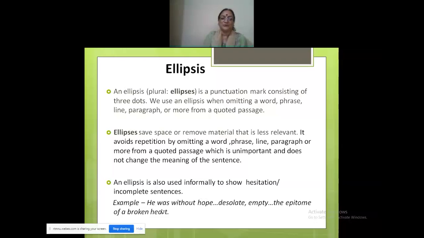Also used informally to show hesitation in incomplete sentences. He was without hope. Just 3 dots would do the work. Desolate, empty, the epitome of a broken heart. So much is expressed. He was without hope, trailing off. Desolate, empty, unfinished, so much more to be said. And then the final thought is coming out.